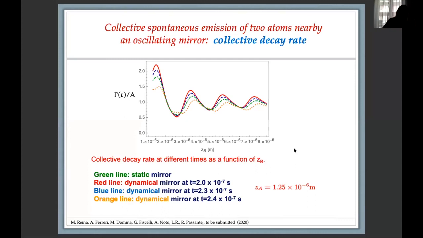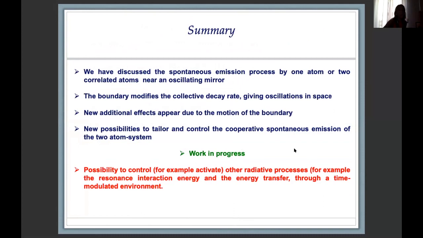In conclusion, we have discussed the spontaneous emission processes by one atom or two correlated atoms near an oscillating mirror. The boundaries modify the collective decay rate, giving oscillations in space, and also qualitatively change the spectrum emitted by the two atoms. This suggests a new possibility to tailor and control the cooperative spontaneous emission of the two-atom system, and in particular the possibility to activate other radiative processes, for example the energy transfer between the two atoms, or the resonance energy transfer between two entangled, two correlated atoms.